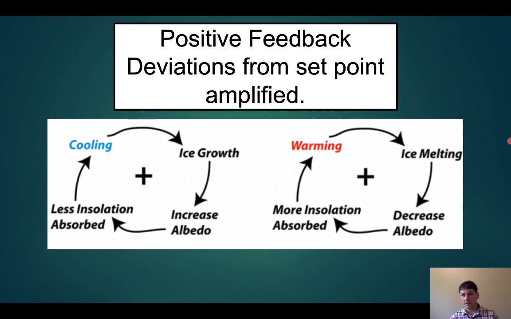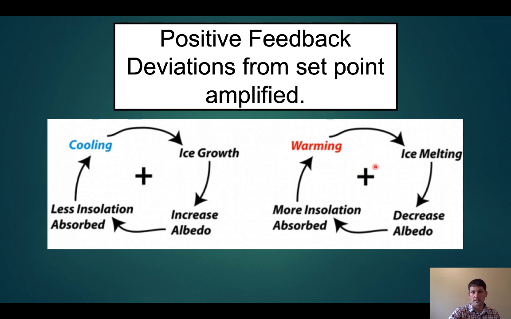Okay, so a couple of examples here from an environmental standpoint is if we talk about global cooling and global warming, right? So as the temperature of the environment cools, we get more ice growth. As ice grows, we increase our albedo, or the reflectivity of the sunlight, and so more sunlight is reflected and we have less heat, and so that continues to cool.